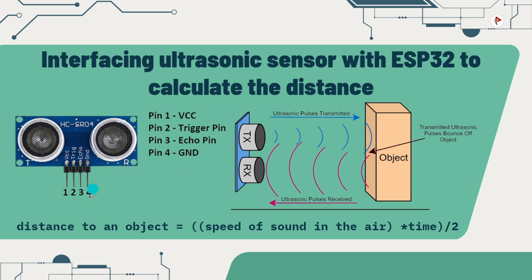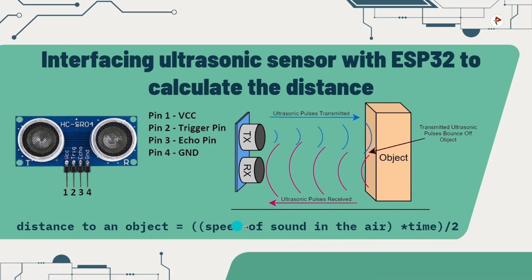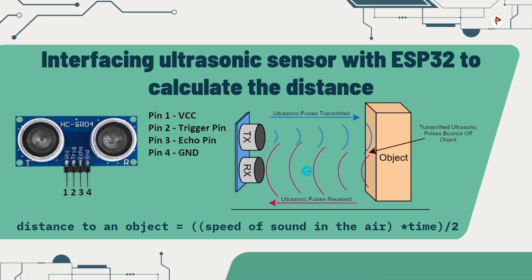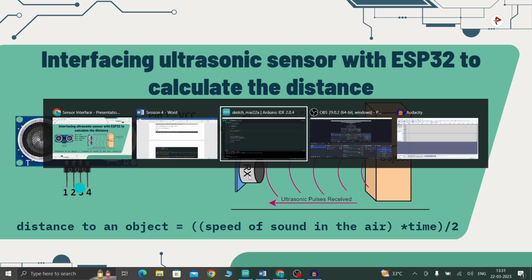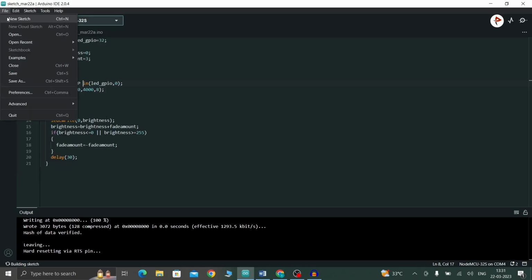So the formula is this. The distance to an object is equal to the speed of sound in the air, multiplied by the time, and the whole value is divided by 2. The speed of sound in air is 343 meters per second. So now let's move to the code. Let me open it. Let me erase it first.